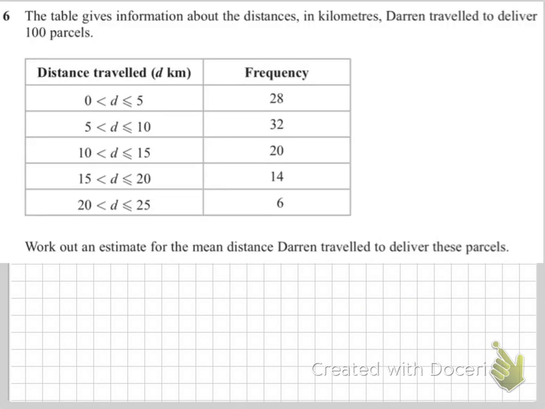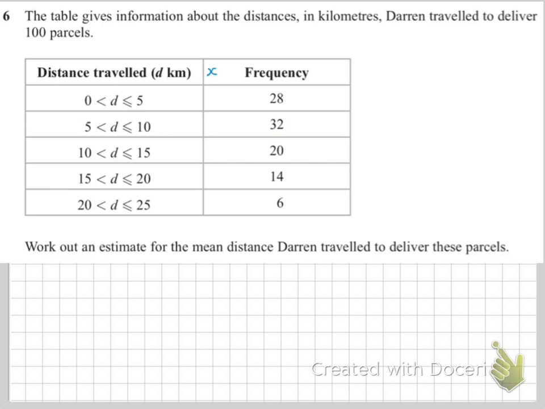Okay, then we jump to question 6. So it's finding an estimate for the mean. It's an estimate, of course, because we don't know the original data. We just know that these 28 people had somewhere between 0 and 5 kilometres to travel. But since we don't know the original data, we pretend that all of these 28 people had exactly 2.5, or the midpoint of each class.